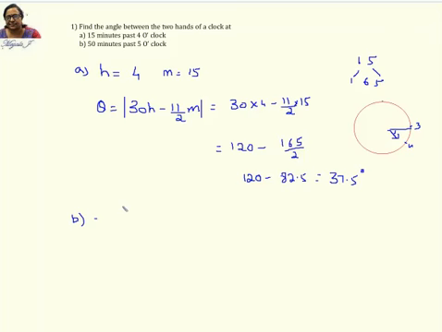The next one: 50 minutes past 5 o'clock. Apply the same formula. Theta is equal to 30 into 5 minus 11 by 2 into 50. What is it? 150 minus, this is how much? 25 into 11 is 275. 275. What's the answer? 125.